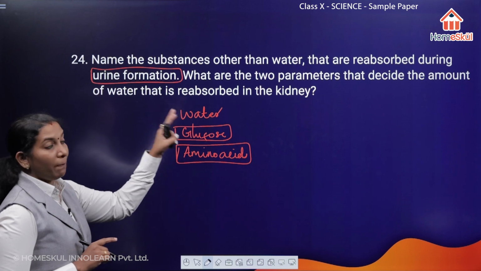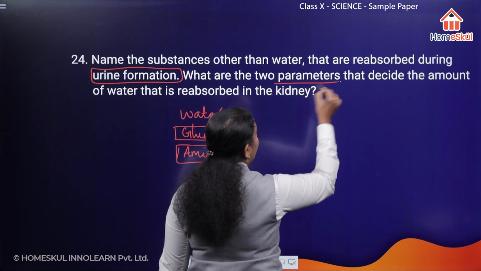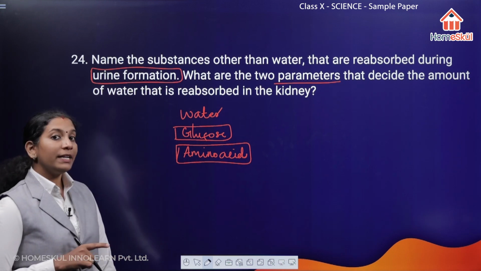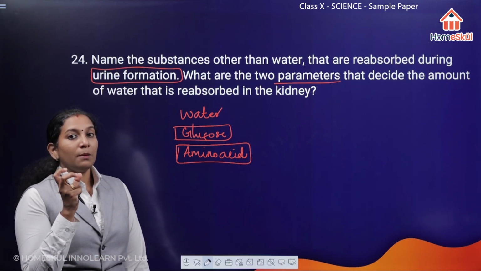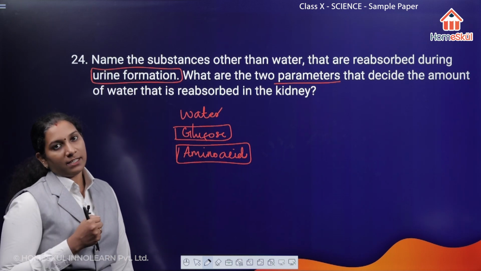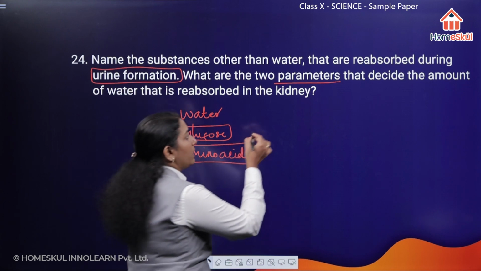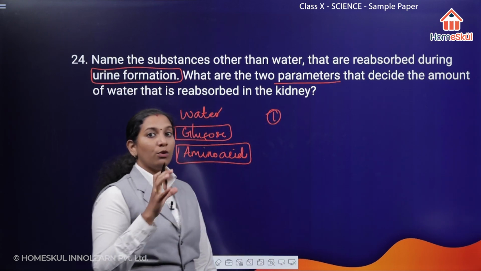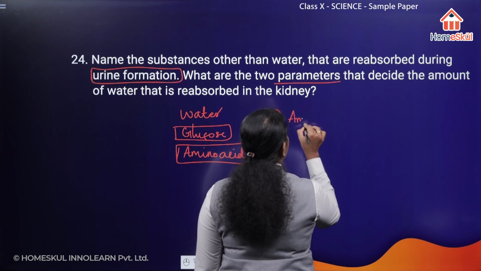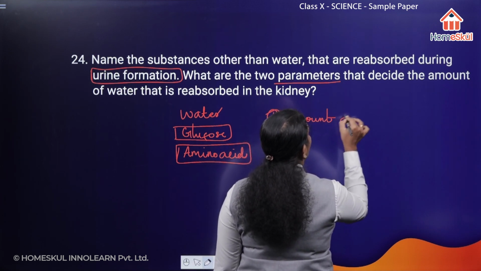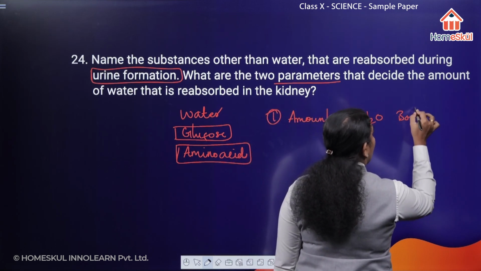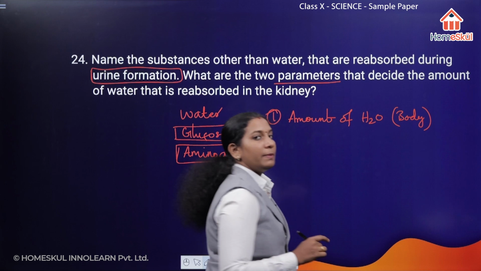And what are the two parameters that decide the amount of water that is reabsorbed in the kidney? What is the basis of this reabsorption of water? One parameter is the amount of water that is present in our body. How much water is present in our body?